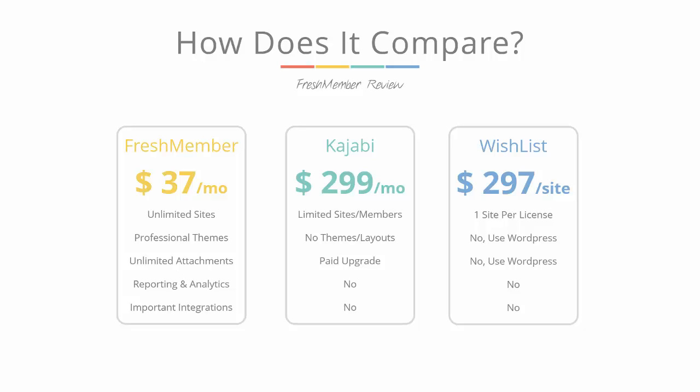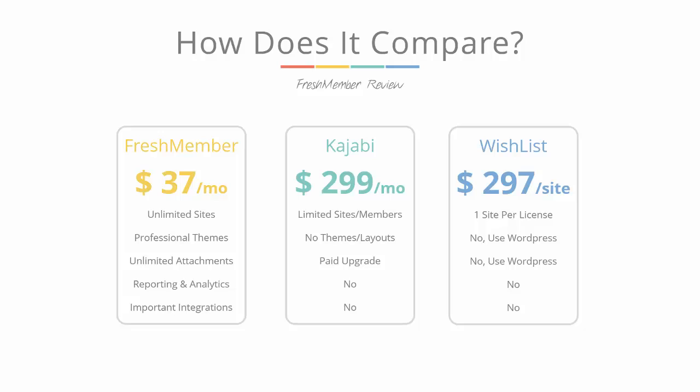So first of all, the price. FreshMember is $37 per month, Kajabi is $2.99 per month, and Wishlist is $2.97 per site. So you have to buy a license for Wishlist each time you want to set up a membership website on WordPress.